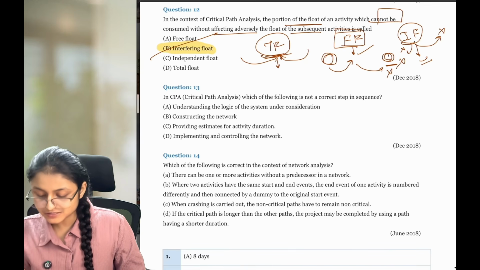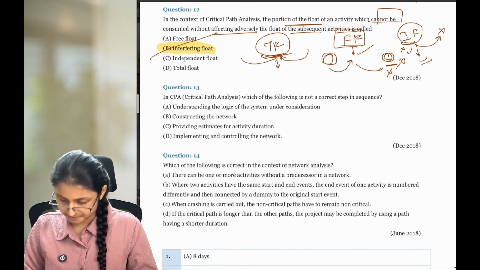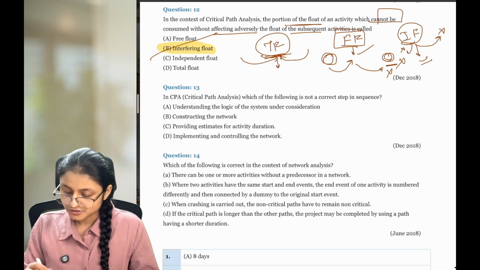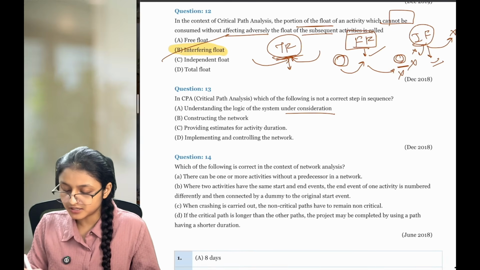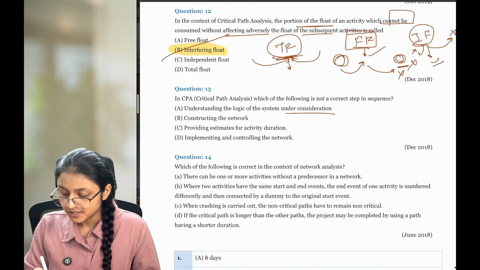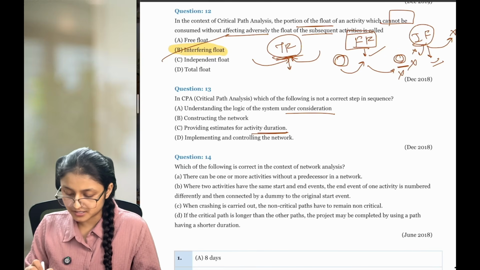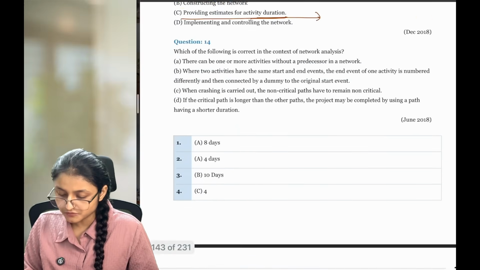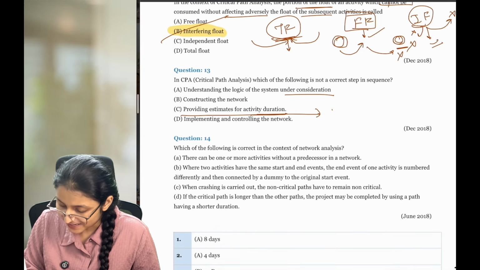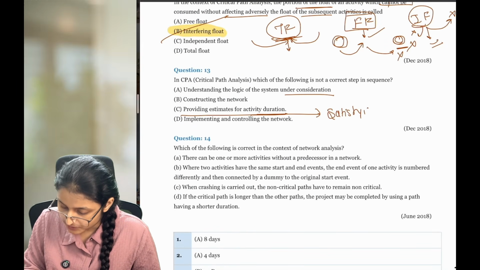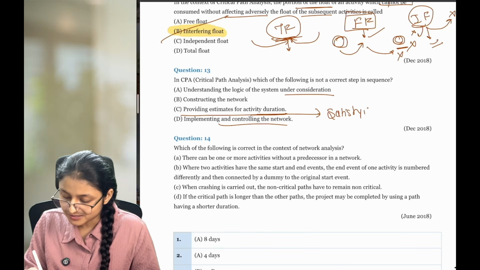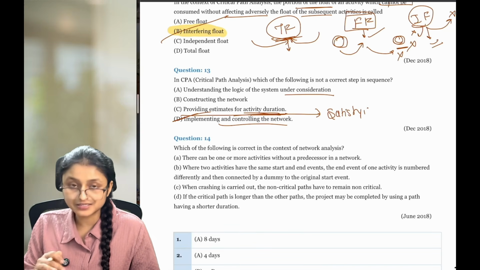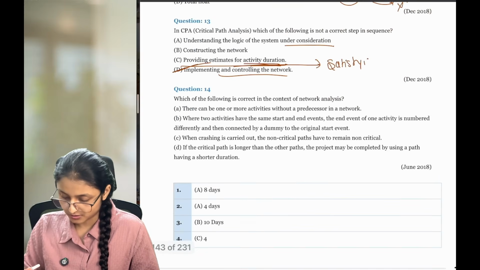In critical path analysis, which one of the following is not a correct step in sequence? In sequence, it should be correct. So first is understanding the logic of the system under consideration, then construct the network diagram, provide estimate for activity duration, and then implement and control the network diagram. So answer is no, there is one more step in between, and that step is satisfying the objective. Whatever your objective is, that objective should be satisfied first, and then you implement and control the network. So here there is one more step which was not covered, hence this is not in the correct sequence. The last option is not in correct sequence.